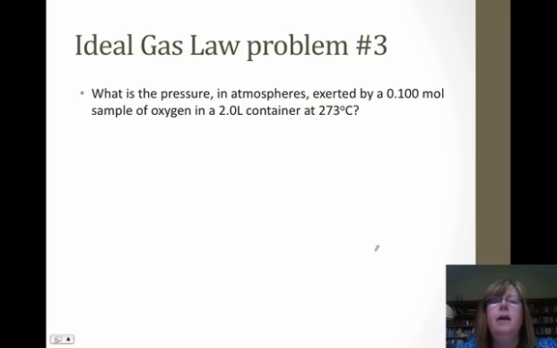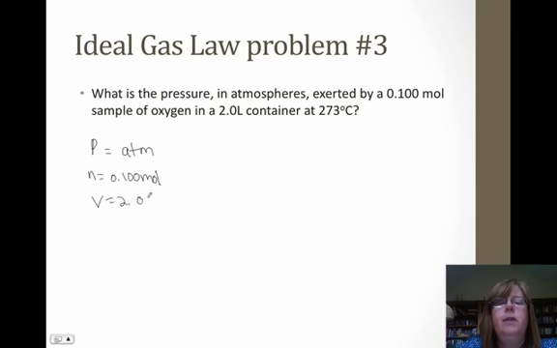All right, our final problem. What is the pressure? And they would like it to be in atmospheres. So they want the P in ATM, exerted by 0.1 moles of a sample. So N is 0.1 mole, and it just happens to be oxygen. Our volume is 2 liters, and our temperature is 273 degrees Celsius. We have to add another 273 to it to convert it to Kelvin, and it winds up being 546 Kelvin. All right, they would like us to solve for P.